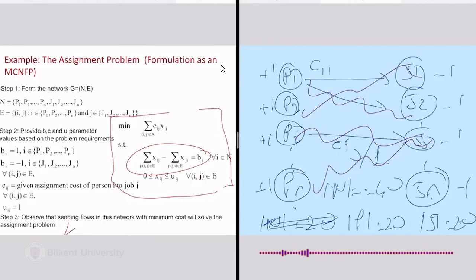Why did I do that? I repeat, in the assignment problem, life seems to be okay, but I need to define, for example, my binary variables. I have to tell the model that these are binary. But if I observe that this looks like an MCNFP, I can forget about integrality and just give them as like this. My uij are 1, right? And my bi are either +1 or -1, depending on the structure.